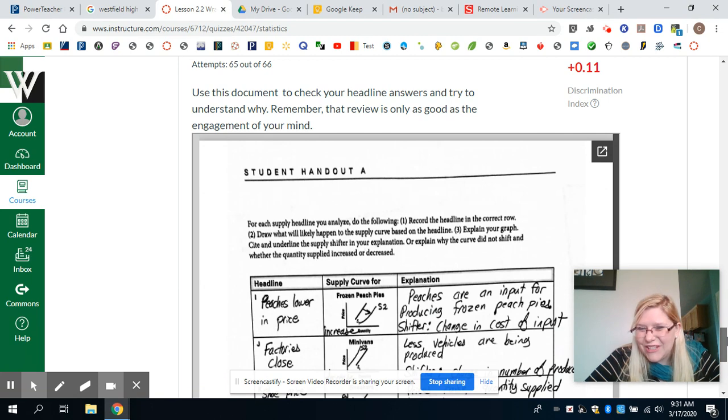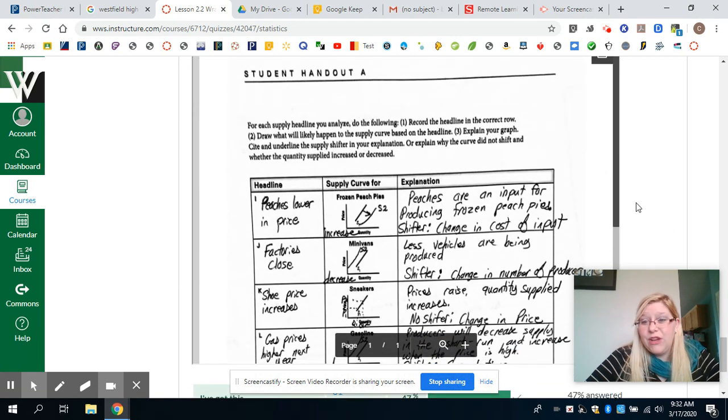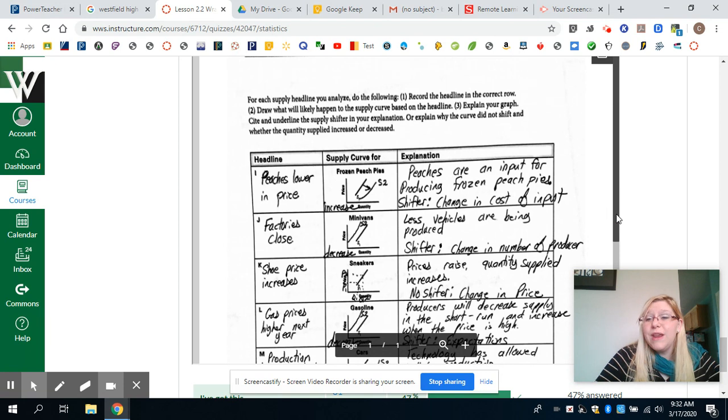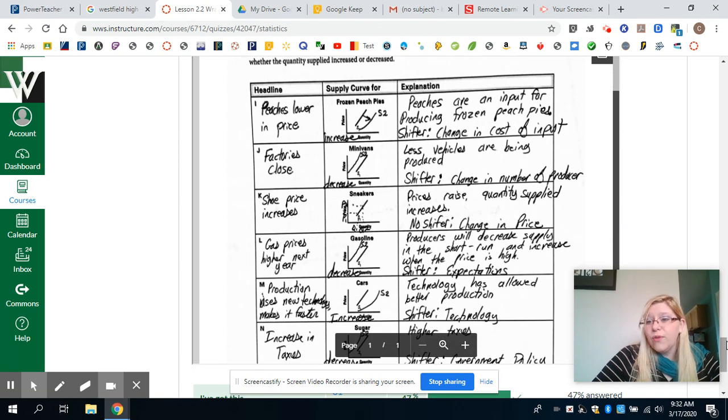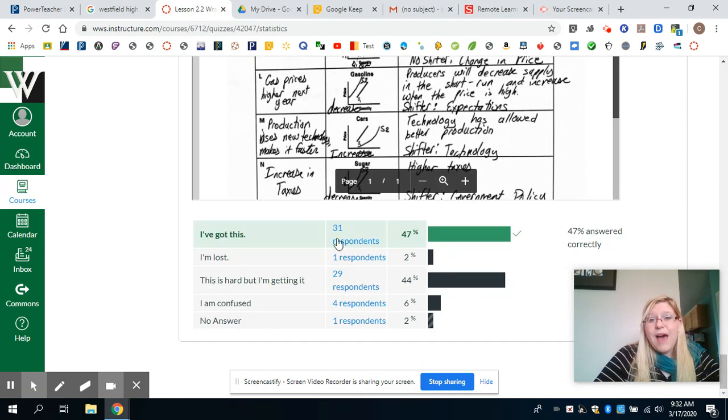Now we get to this question, to these supply shifters. I hope that you looked at these. I hope that you really considered them, okay? Because really what this is just putting into practice the scenarios. And I hope that you did this assignment, these supply shifter headlines, and that you actually checked it. And as I look over your answers here at the bottom, I can see that about half of you are saying you've got this. But some of you are saying, no, this is really hard, okay?